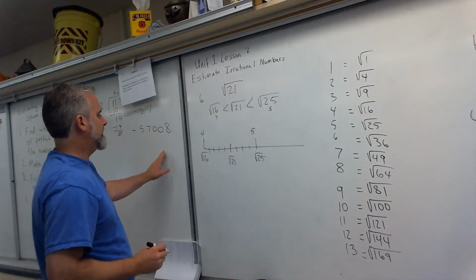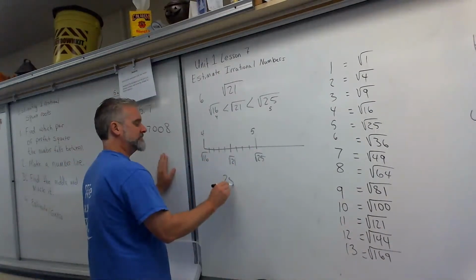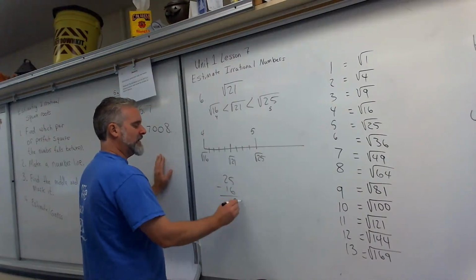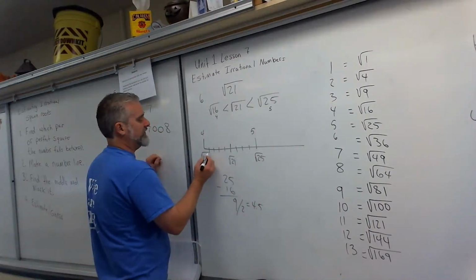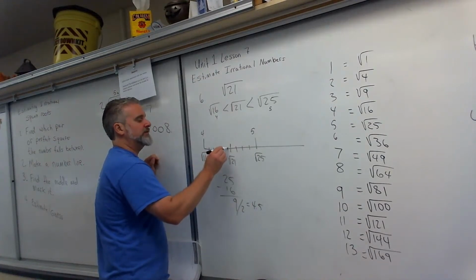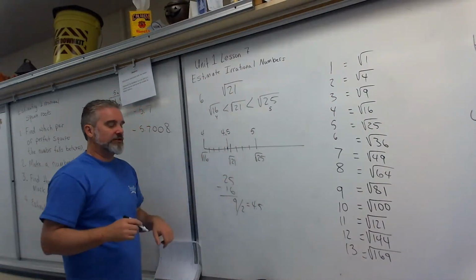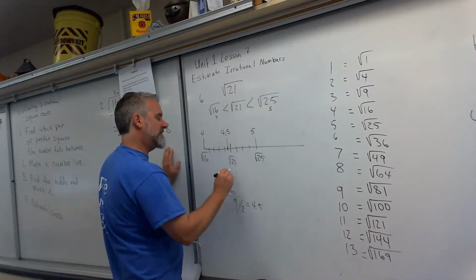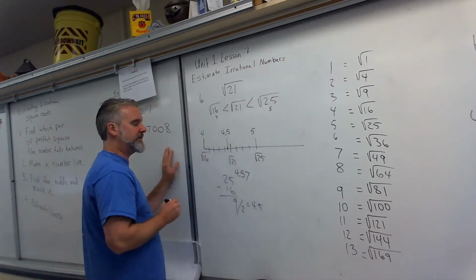All right, so let's see what we got here. Difference of 25 and 16 is a difference of 9. 9 divided by 2 to get our midpoint is 4.5. So 16 plus 4 is 1, 2, 3, 4. So 20.5. So here's our 4.5. And now 21 is just a little bit above it. So my guess is going to be 4.55. 57. 4.57. That's my guess.